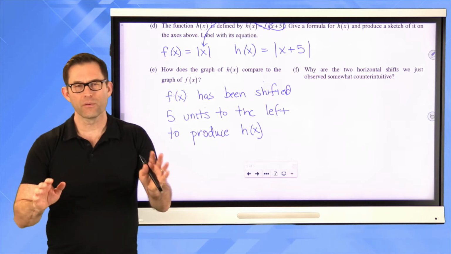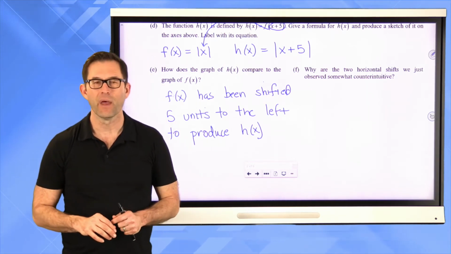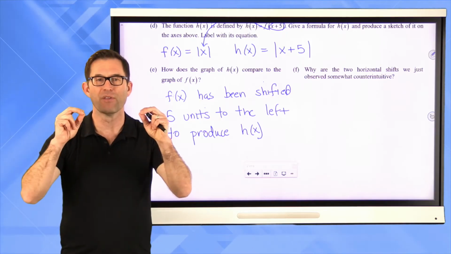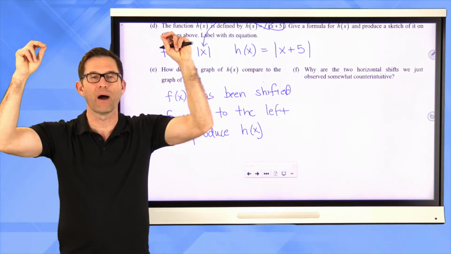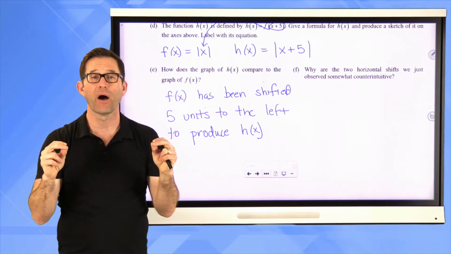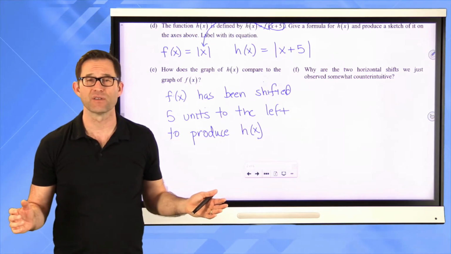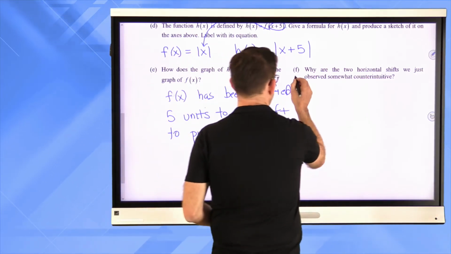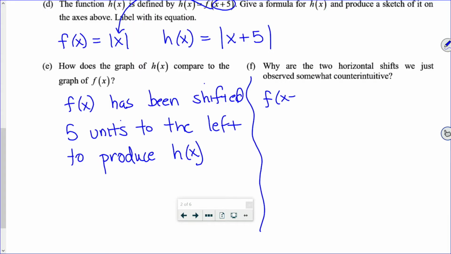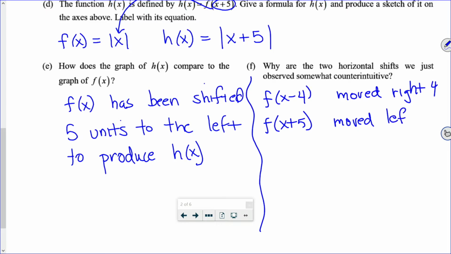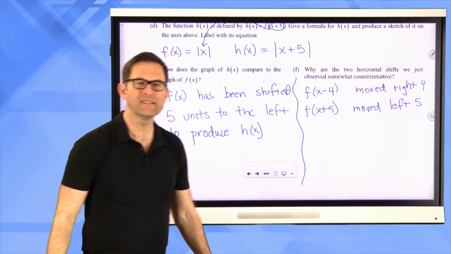Now, before we get into that, remember with vertical shifting, if I added a positive number to the overall function, it shifted it up by that many units. And if I subtracted a positive number from the overall function, it shifted it down by that many units. And that makes all the sense in the world. On the other hand, when I did f of x minus 4, this moved right 4, and when I did f of x plus 5, this moved left 5. So that's a bit counterintuitive, right?